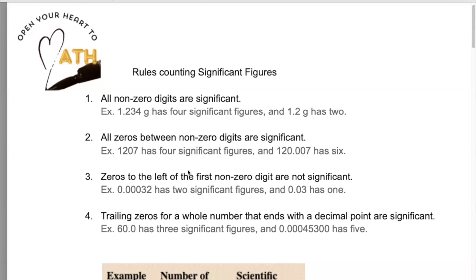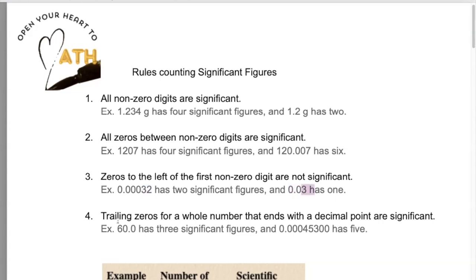Rule number 3, zeros to the left of the first non-zero digit are not significant. So you have a 2 here, but the 0 before that, even if it's after the decimal, doesn't count because it only shows you the order of magnitude, not the actual precision. 0.03, same thing, before the 3, all of those zeros won't count.